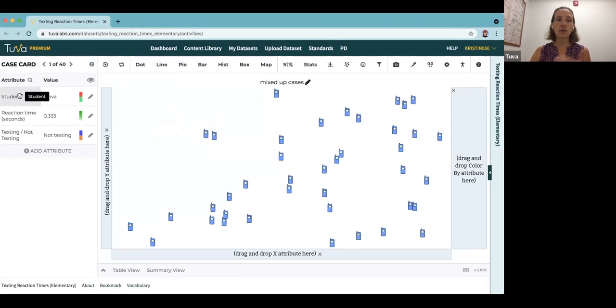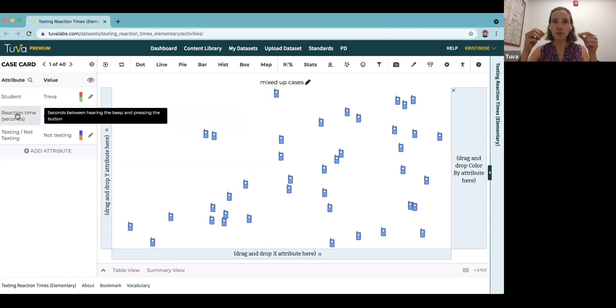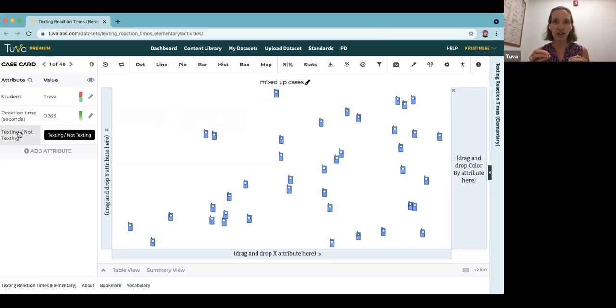So let's look at what those attributes are. We have the student who was involved in the study. We have the reaction time. So a sound was made, and how long did it take before they could respond by hitting a buzzer that they had heard the sound? And then we have the qualifier of, were they texting or not when they heard that sound? So our first question is, how do those auditory reaction times change?